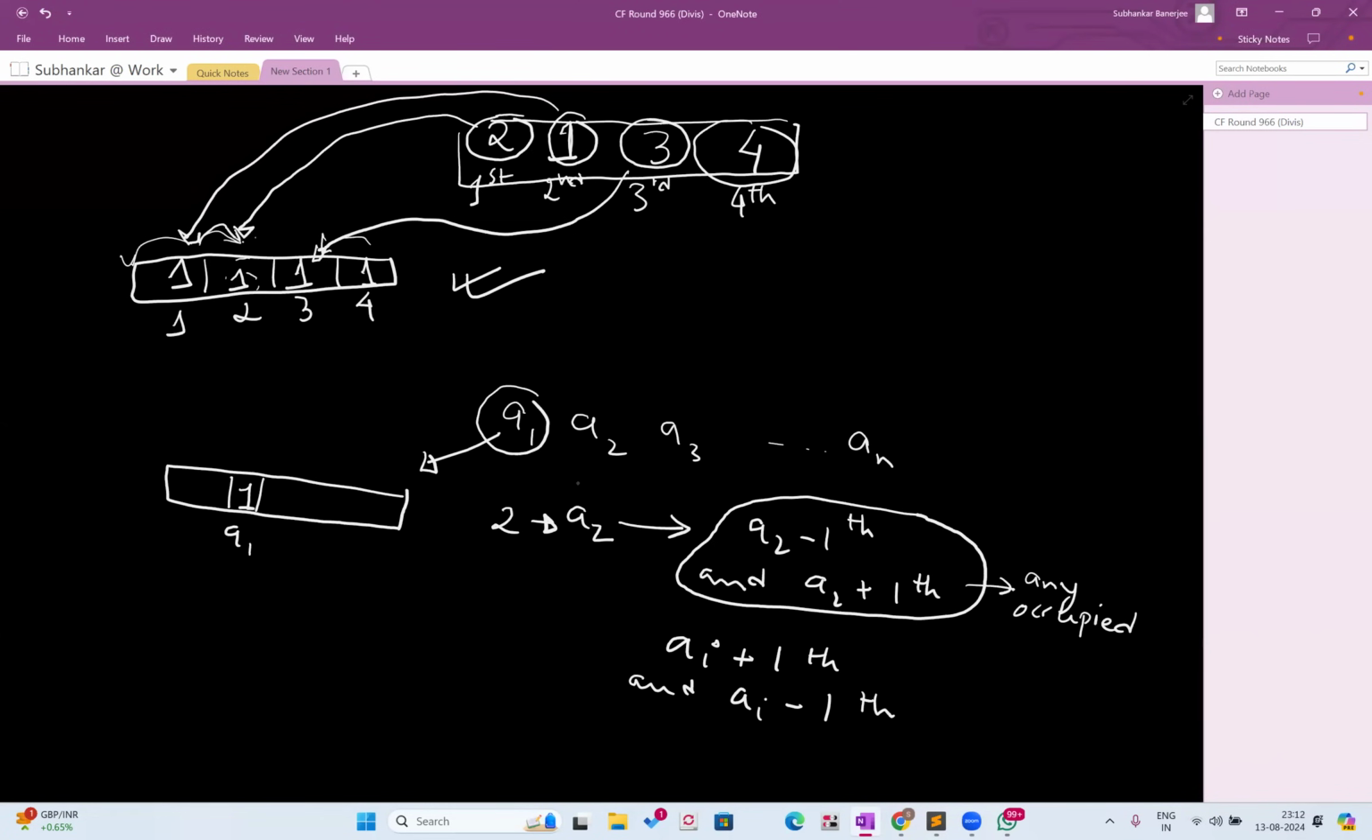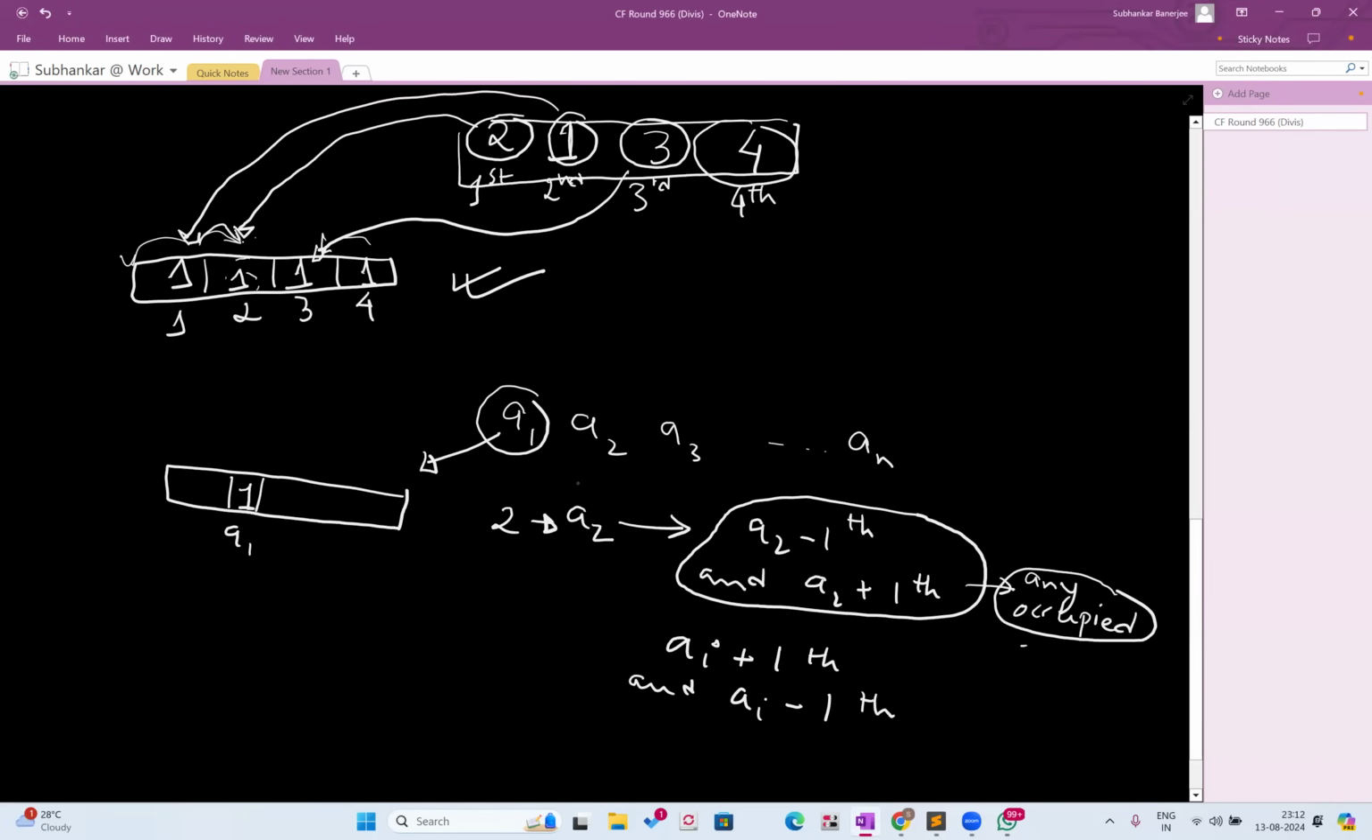If any of them is occupied, then fine. If both of them are not occupied, this implies it is not possible. This is a no answer.